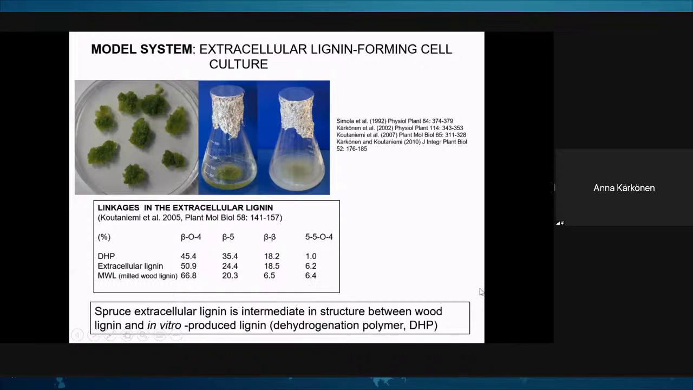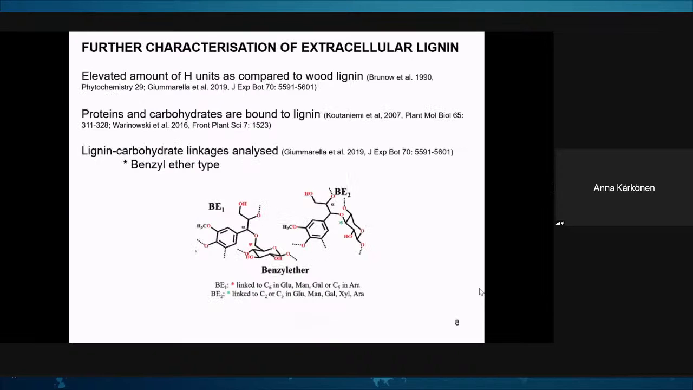So we can say that spruce extracellular lignin is intermediate in structure between wood lignin and in vitro produced lignins. And that's why we think it's a good model to study lignin biosynthesis.